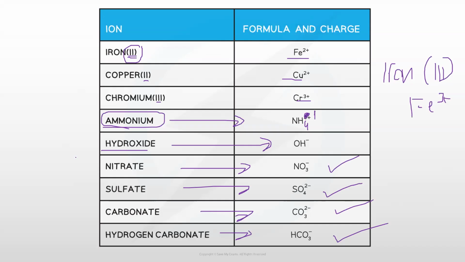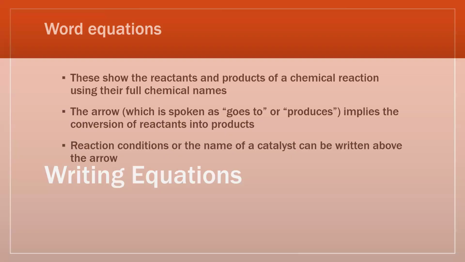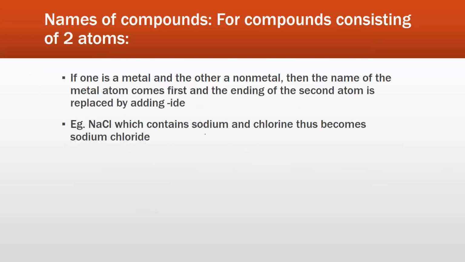Yeah. These are the charges that you have to remember. So for ionic compounds, you have to balance the charges of each by multiplying the ion with the sum of charges as well. Then we have word equations. What are word equations? These show the reactants and products of a chemical reaction using their full chemical names. The arrow is spoken as "goes to" or "produces", which implies the conversion of reactants into products.